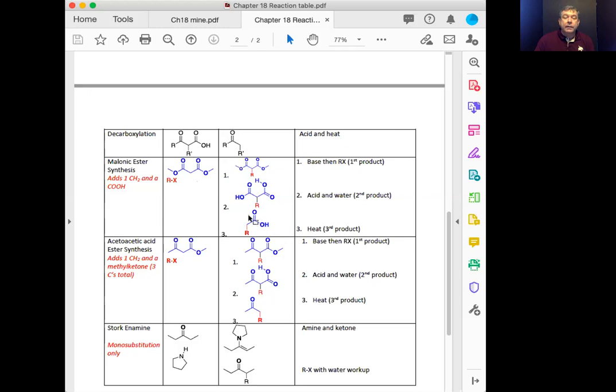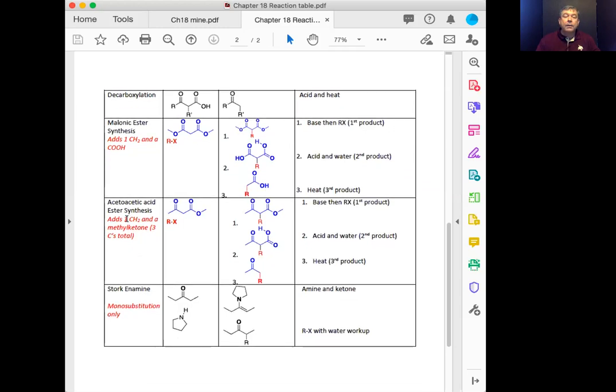So our product is a carboxylic acid with whatever chain added to it. So we're going to add a CH2 plus an OH to whatever our alkyl halide is. That's what we're doing. But I did it stepwise. Notice I have product stepwise to show that if you stop at just the base and your alkyl halide, you still have your diester. If you add acid and water, then you're going to get your diacid. And then if you heat it, you get your monoacid extension.